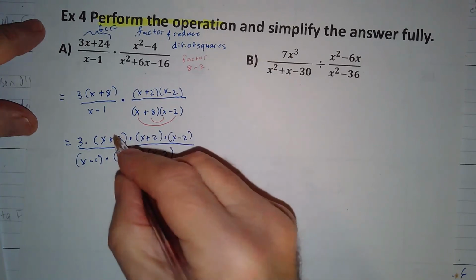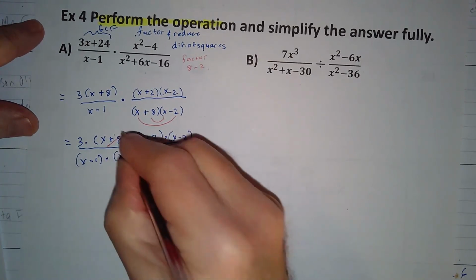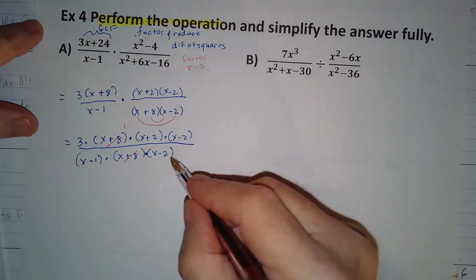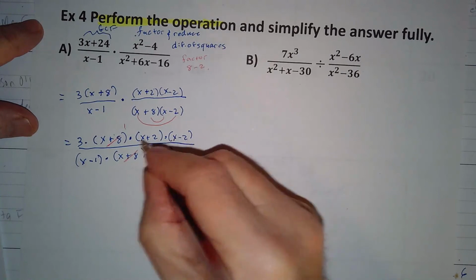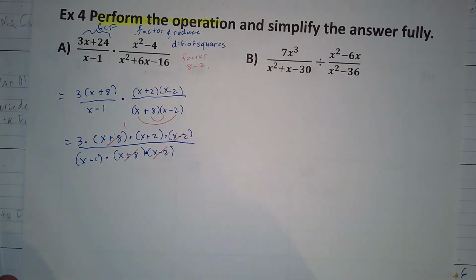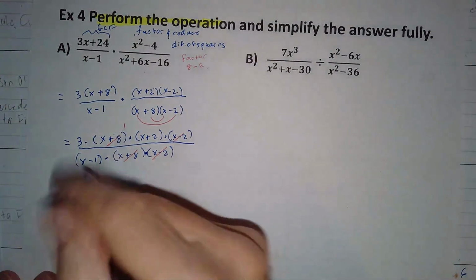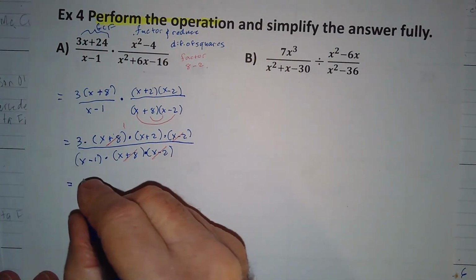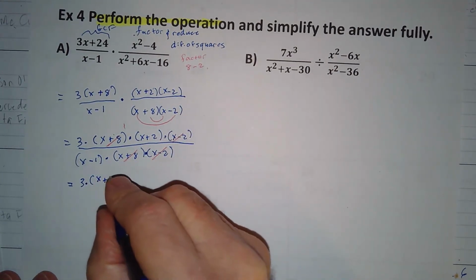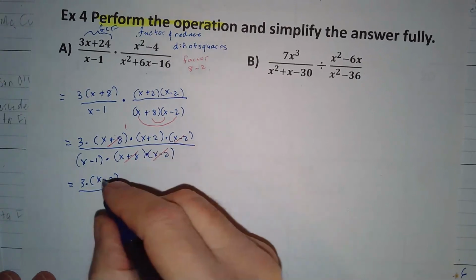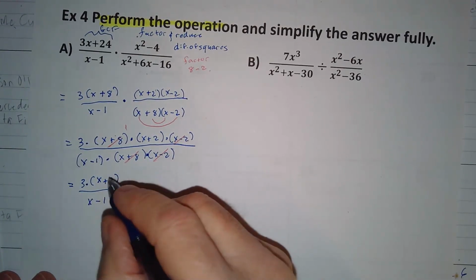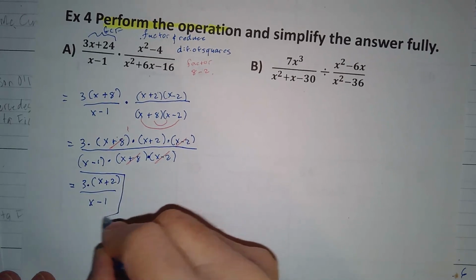But let's see. I've got an x plus 8 in the numerator here and in the denominator. That can reduce to 1. I got an x minus 2 in the numerator here and in the denominator. So what am I left with? Looks like I'm left with 3 times x plus 2 divided by x minus 1. Okay? And that is our answer.